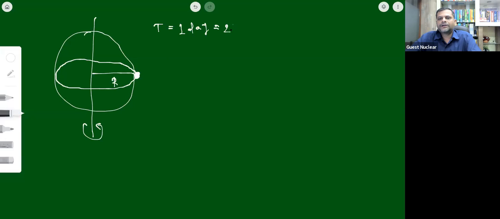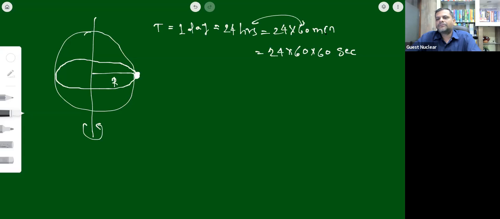And that's why the period of rotation of this particle will also be equal to 1 day, which is going to be actually 24 hours, which is going to be actually 24 into 60 minutes, which is actually going to be 24 into 60 into 60 seconds, because 1 hour is equal to 60 minutes and 1 minute is equal to 60 seconds. And that's why we can say that this number will be the total period of revolution of Earth, correct hai? Which happens to be actually 86400 seconds.